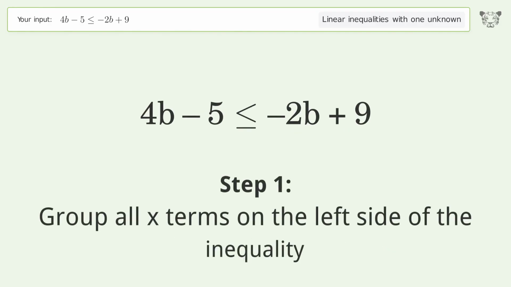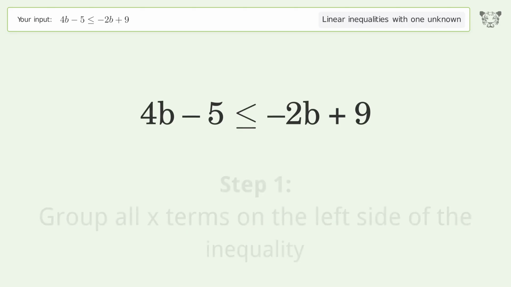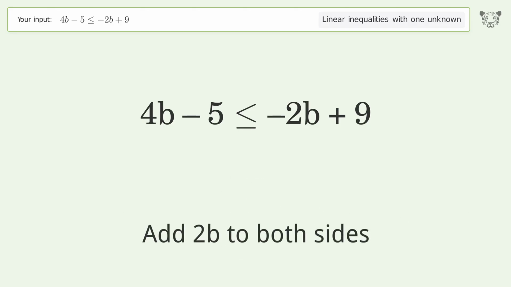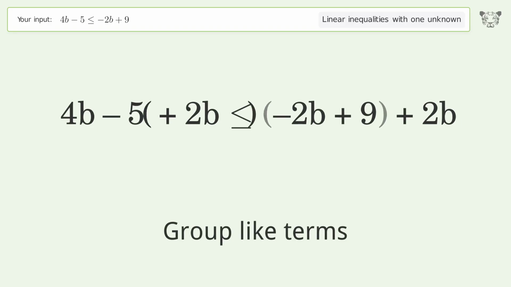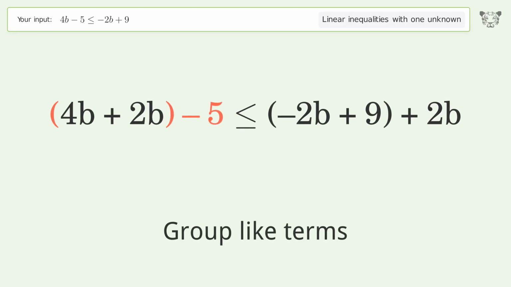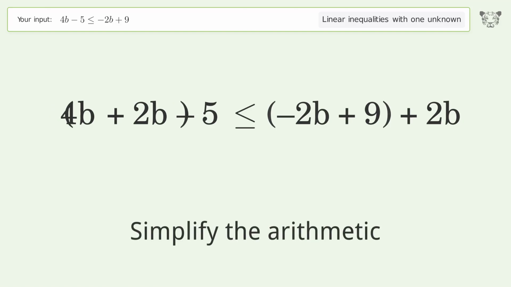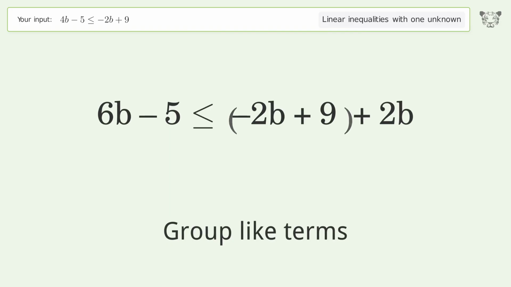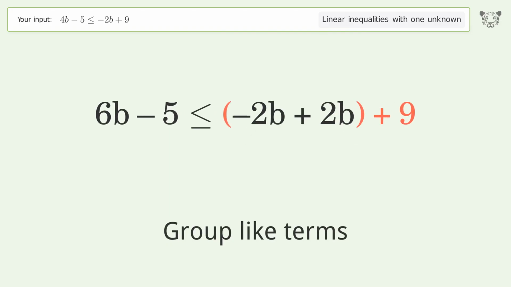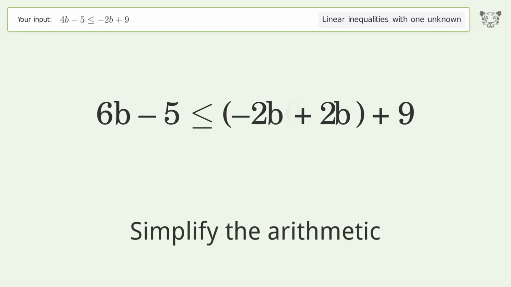Group all x terms on the left side of the inequality. Add 2b to both sides. Group like terms. Simplify the arithmetic. Group like terms. Simplify the arithmetic.